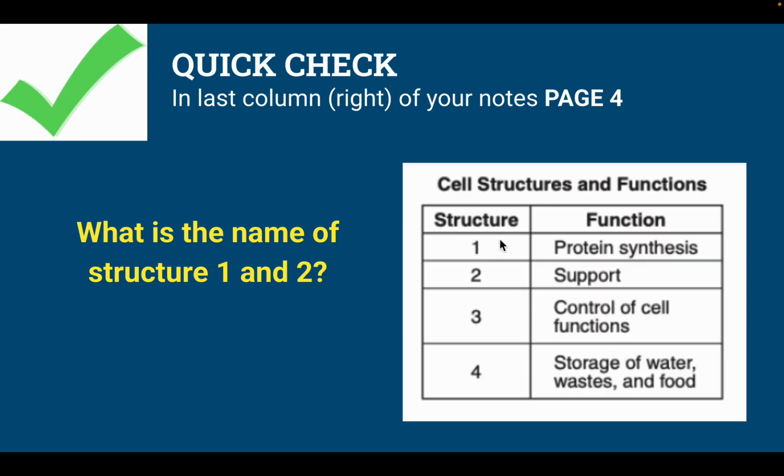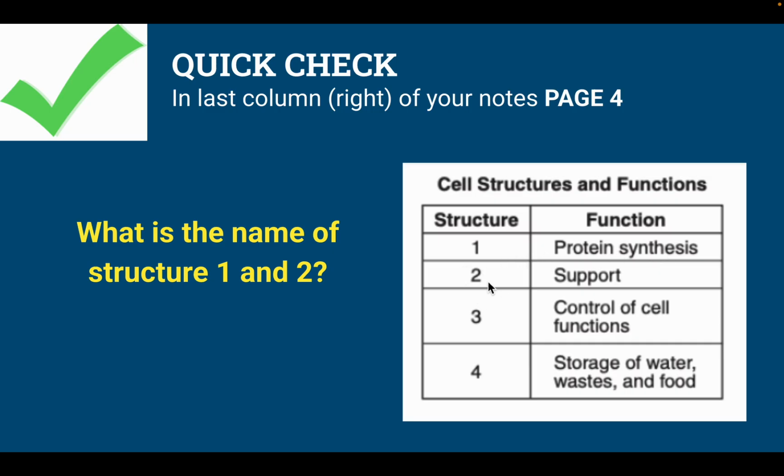Okay. So structure number 1, protein synthesis. Synthesis means to make something. The organelle that makes proteins inside all cells, no matter what type of cell it is, prokaryote, eukaryote, multicellular, unicellular, is the ribosome. So the answer for number 1, the structure number 1 is a ribosome. It makes proteins.